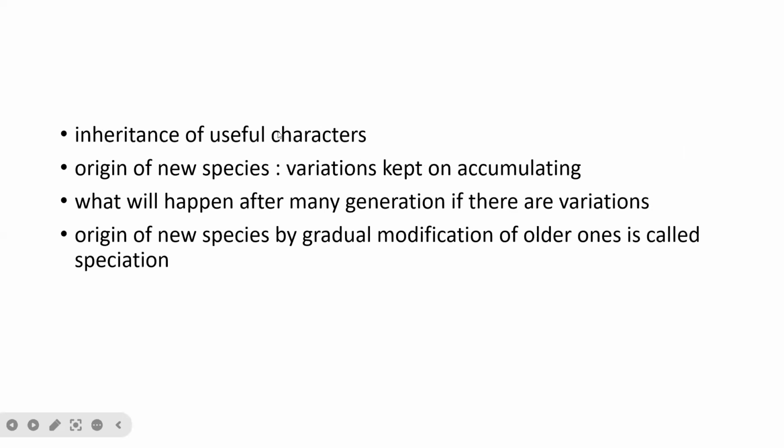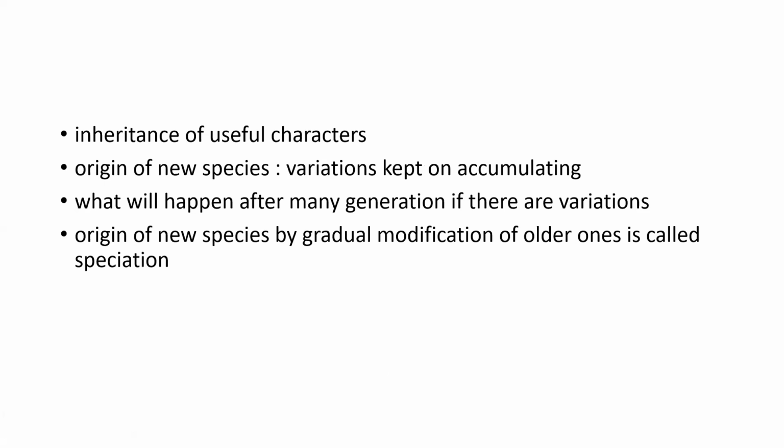Then the next point is inheritance of useful characters. All the useful characters were inherited, as you can see in the giraffe. Origin of new species: variations kept on accumulating. Initially in the first generation, there was one variation. In the 10th generation, there will be 10 variations. In the 100th generation, there will be 100 variations. Do you think the animal will look the same as before? It will be completely a new species.